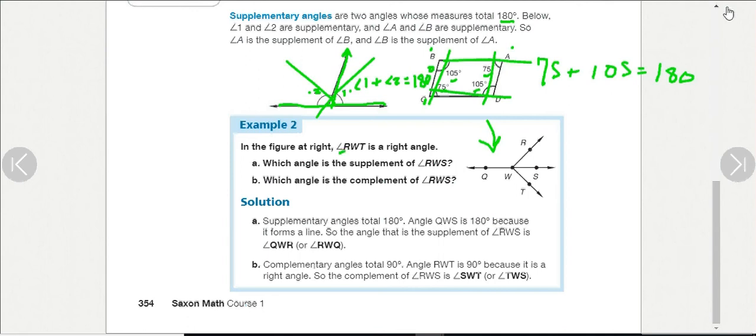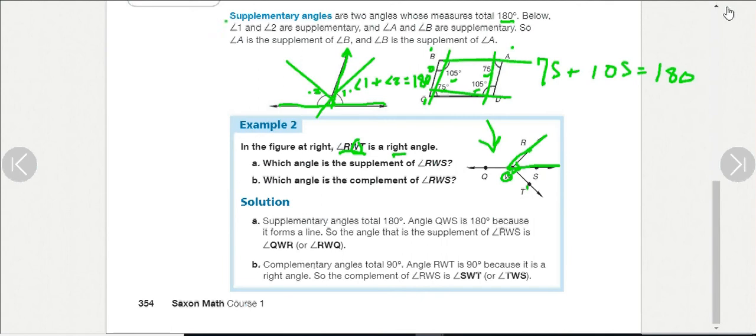In the figure, in example 2, we got all sorts of things going on. Angle RWT, which one is it? RWT. Remember when they list them, the middle letter is always the vertex? So it has to be that angle, or TWR you could call it. They're saying it's a right angle. They didn't draw that symbol, but they're saying it is. With that information, which angle is the supplement of RWS?